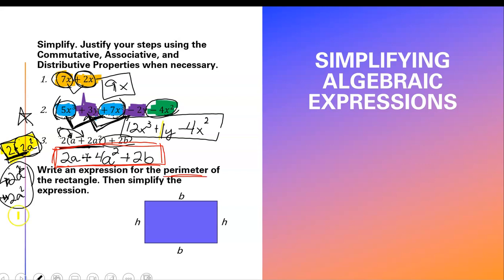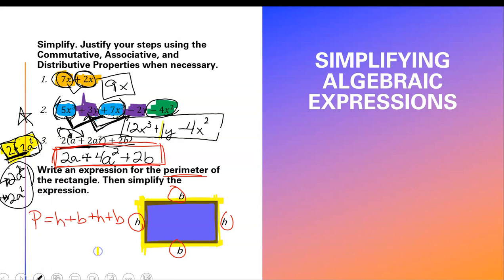Last one here. Perimeter is when I have a shape and I'm going all the way around that shape. I'm adding everything together. So an expression for perimeter, if perimeter is all of the sides added together, just start on one side, h, plus b, plus h, plus b. We got to simplify this expression.